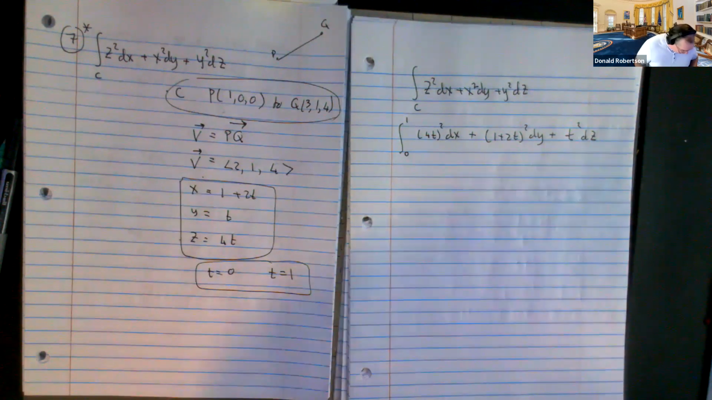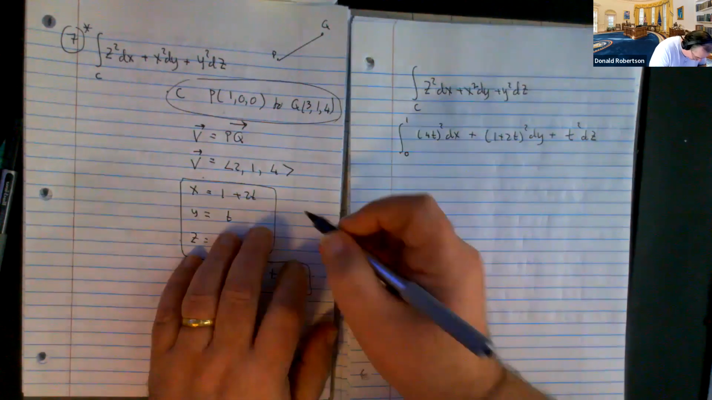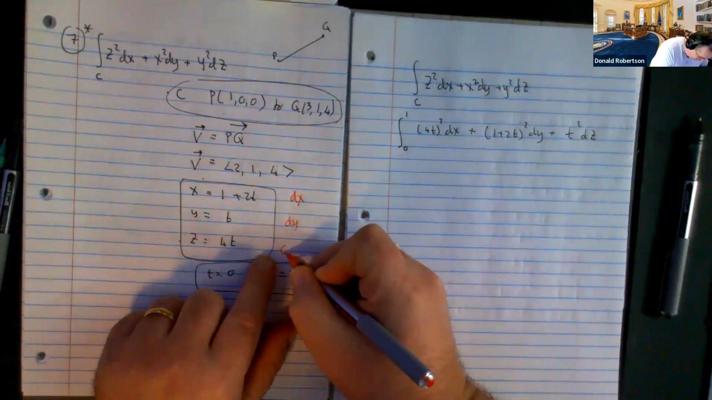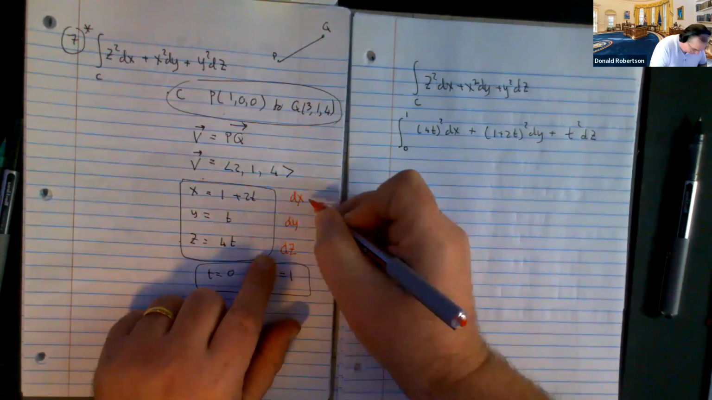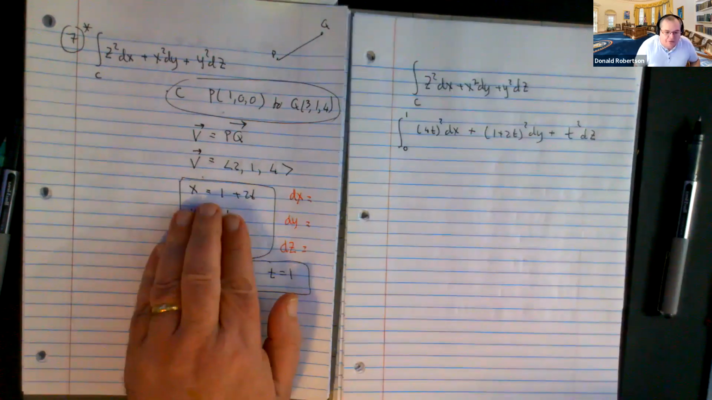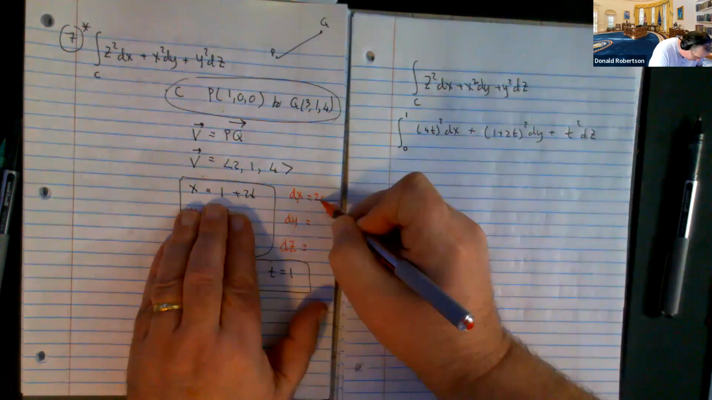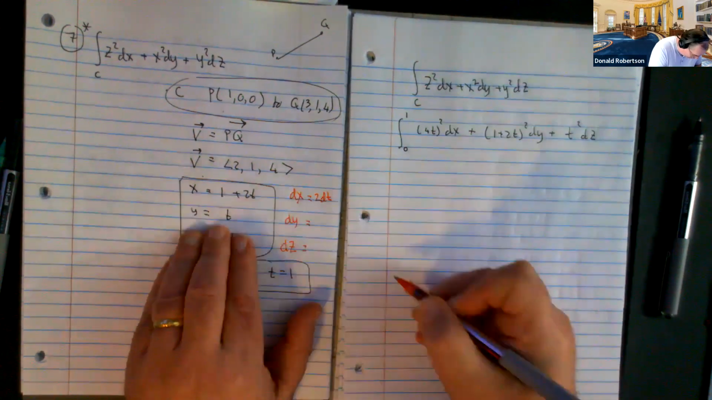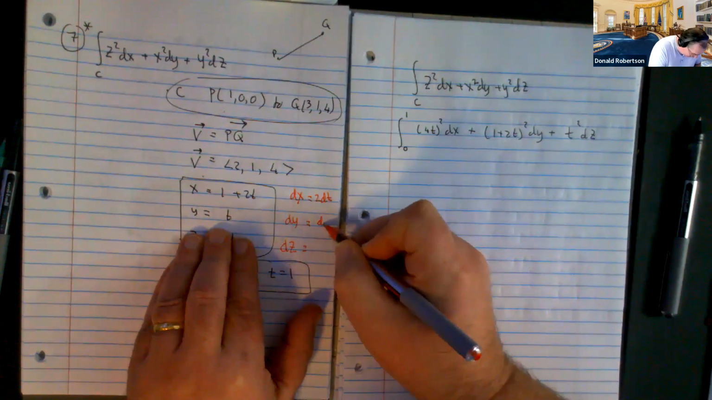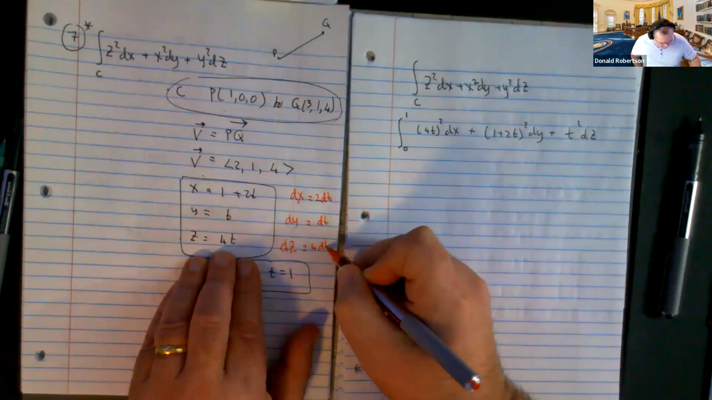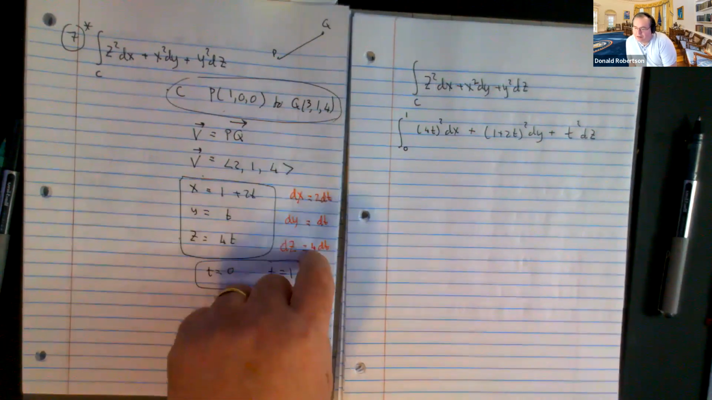Now, we still have to do, and I'll put it in different colors, we have to find out what dx is, dy is, and dz is in terms of t, right? If you differentiate a straight line like that, don't you get the answer 2? And that ends up being 2 dt. And this one ends up being 1 dt. And this one ends up being 4 dt. Are you comfortable about where these 3 guys came from?